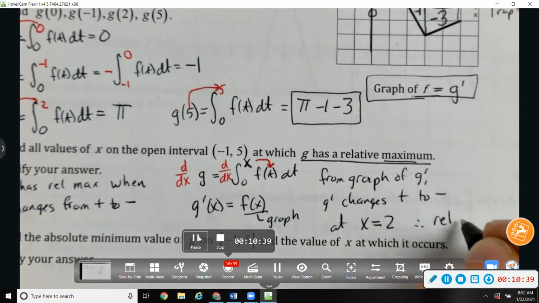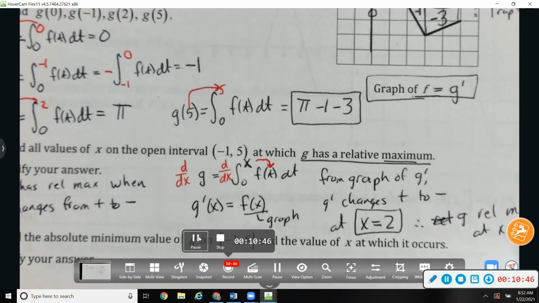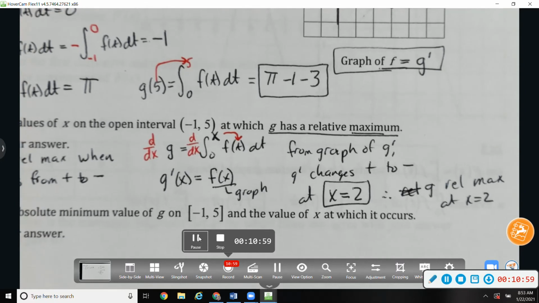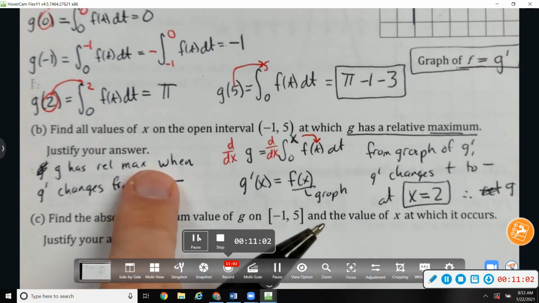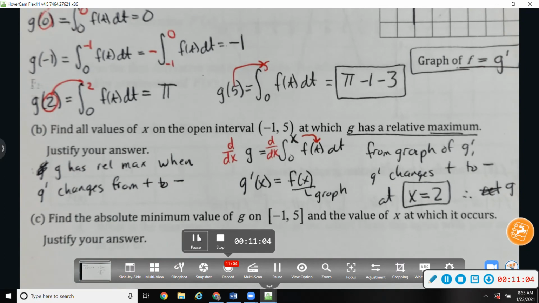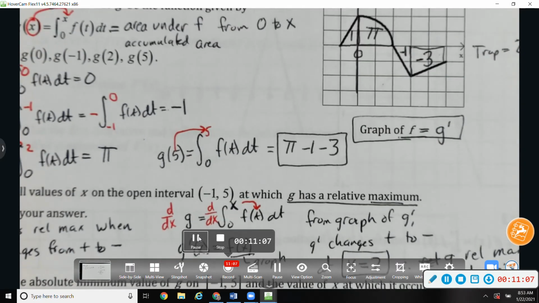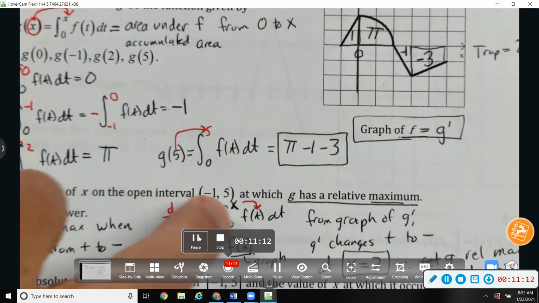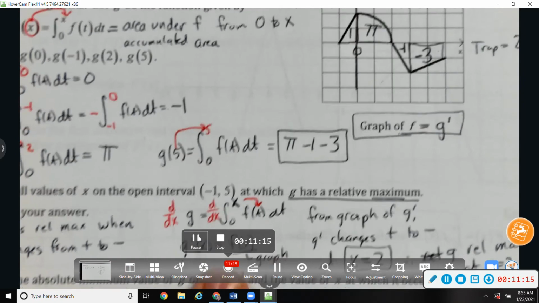Therefore, g has a relative max at x equals 2. So it puts together a couple different things. Something we used long ago: relative max when g prime changes positive to negative. And we don't really have g prime, except that we actually do have g prime, because if we take the derivative of an integral, we get right back to where we started.